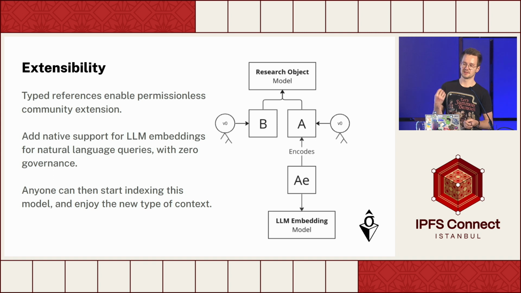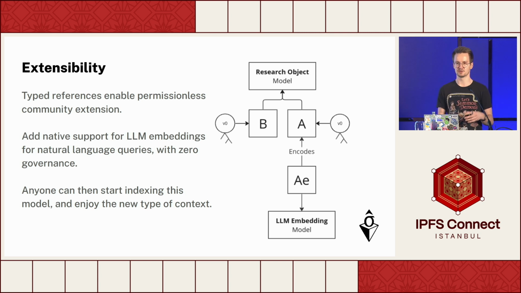For example, let's say someone starts to encode publications with semantic embeddings, basically allowing you to chat with an LLM to learn about the content of a publication. Someone can create a model for this, which they instantiate and add the embeddings from a particular paper, and use a reference to point to that paper. Anyone who is interested in having these embeddings can start indexing this model and enjoy this new type of context that's suddenly available. And this is without any type of governance.